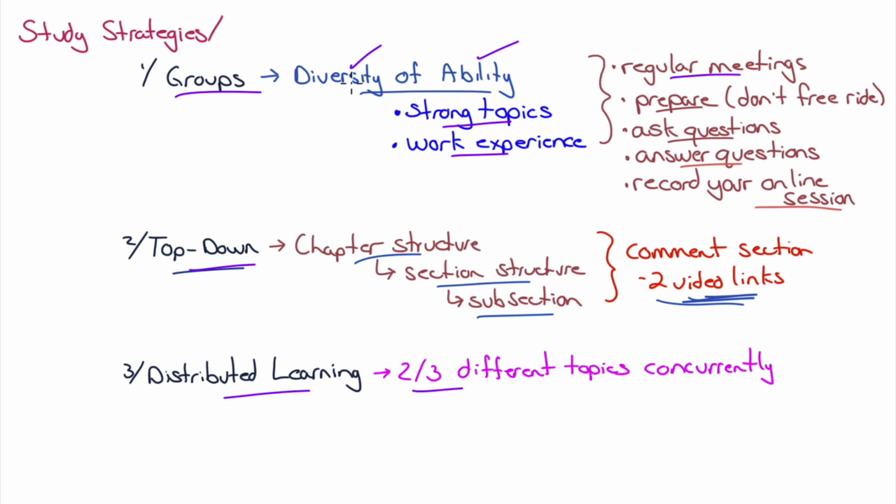You want your group members to be smarter than you in different ways. That's the way to build a group. Diversity of ability. Anyways, I hope that helps. I hope these other 2 videos help. And let's just end on this.